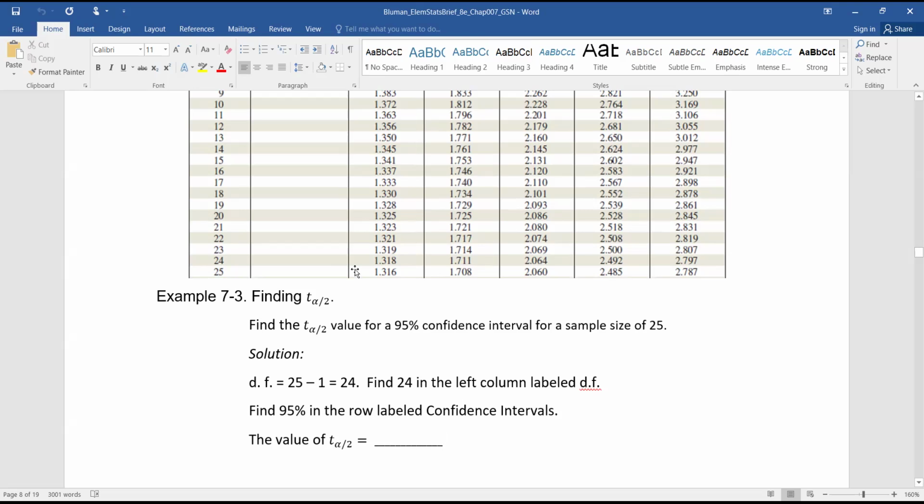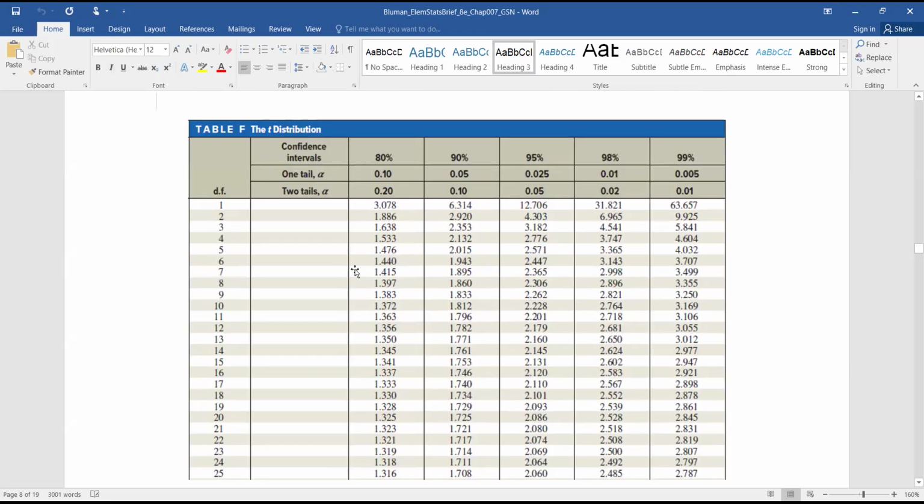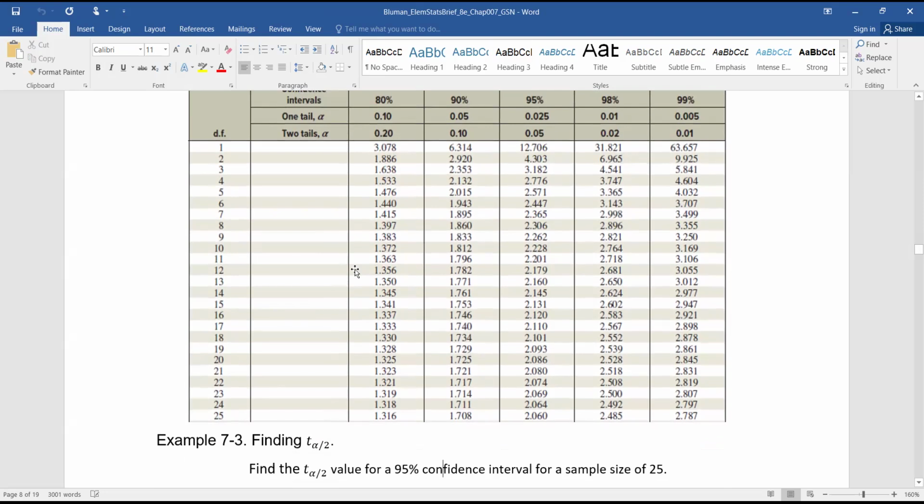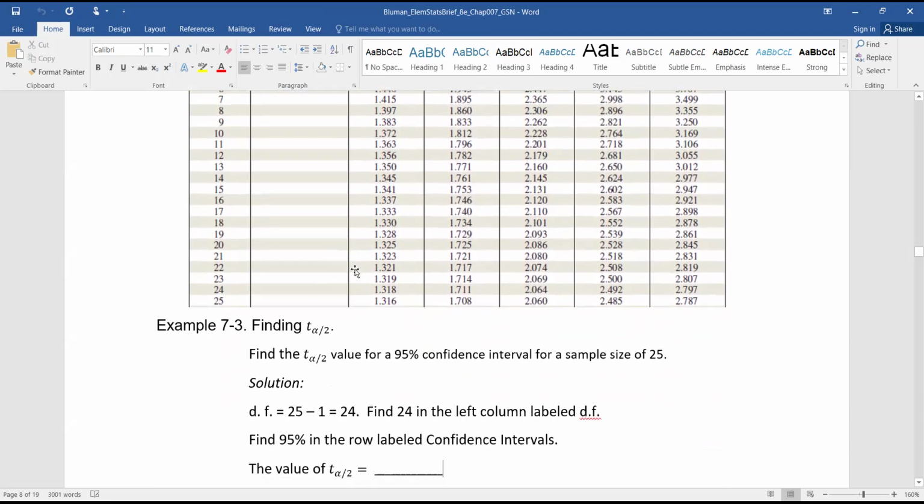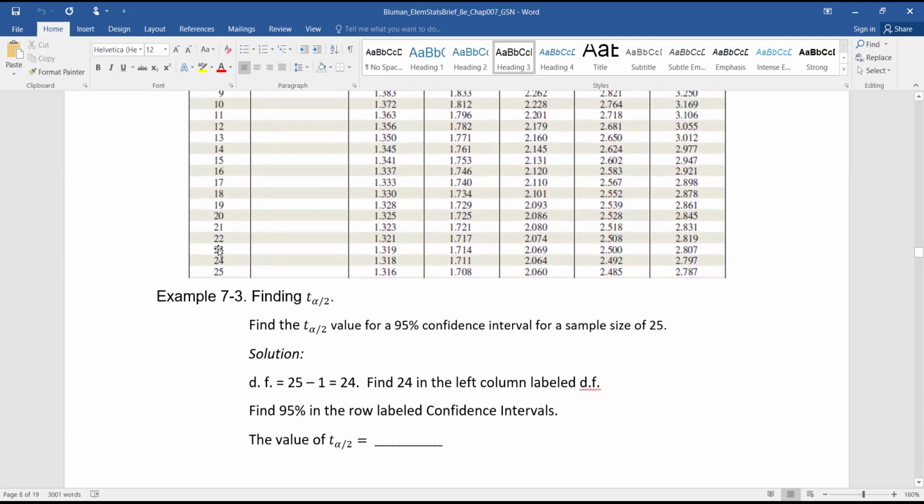So let me scroll back up. There you go. So 95 is the third one. Let me come back down. So I would go to 25 minus 1, which is 24. Go to 95%, and there's your score right there. So you would just say it is 2.064. And the larger your sample size, the closer the T-score becomes to the Z-score.